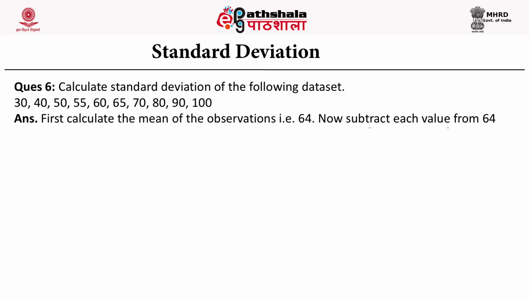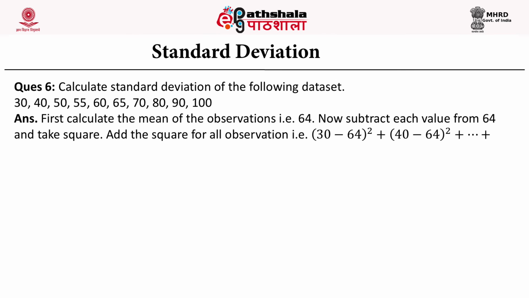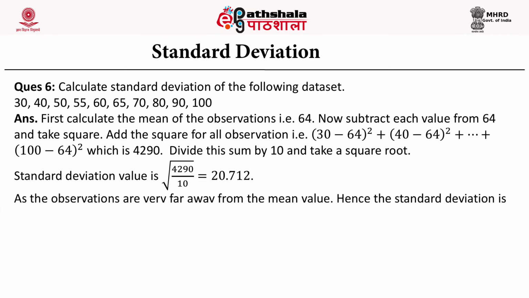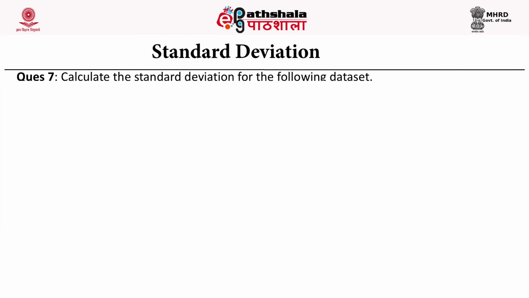For finding the standard deviation, first we have to find the mean value of the observations. As we can see, the mean of the observations is 64. So subtract each observation from 64 and take the square, then add the squares of all the observations, and it comes out to be 4290. Now divide this sum by 10 and take the square root. So the value of the standard deviation is 20.712. As the observations are very far away from the mean value, the standard deviation comes out to be very high.